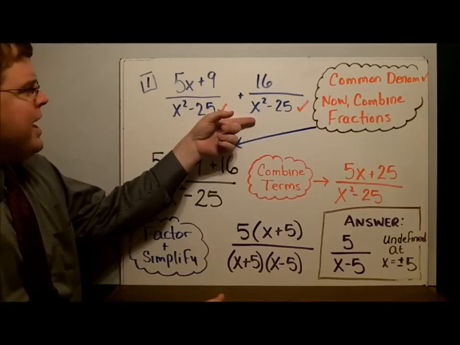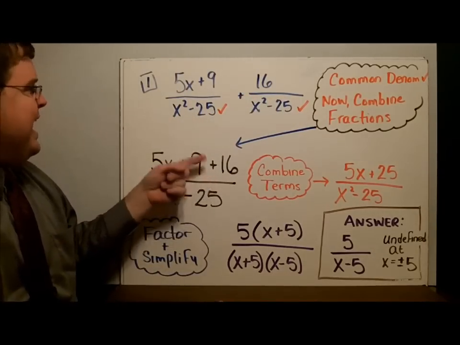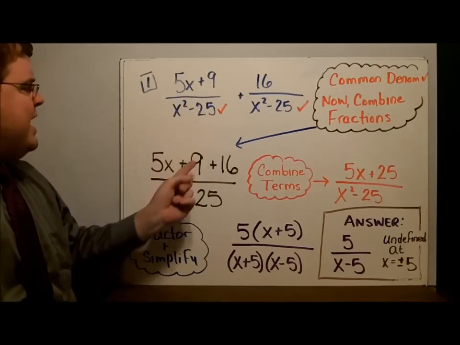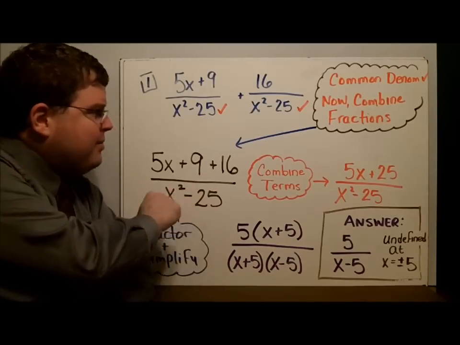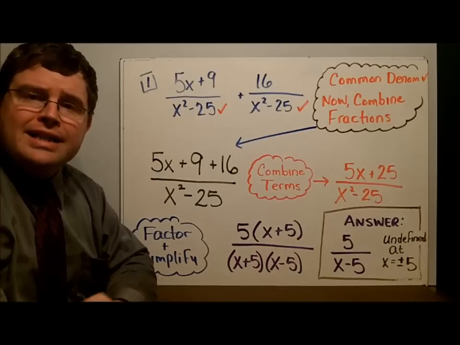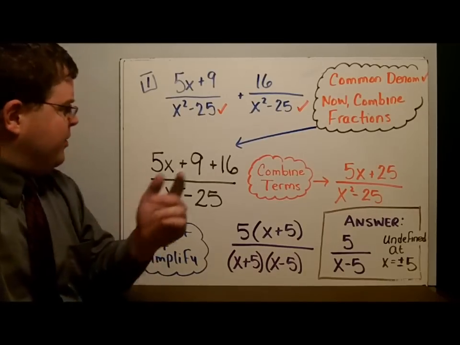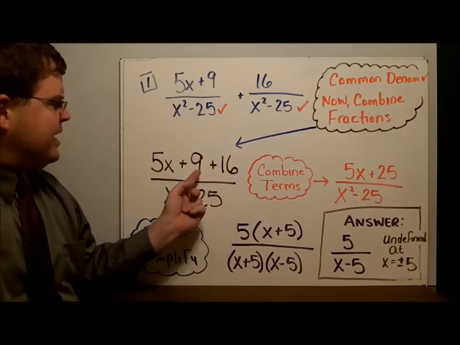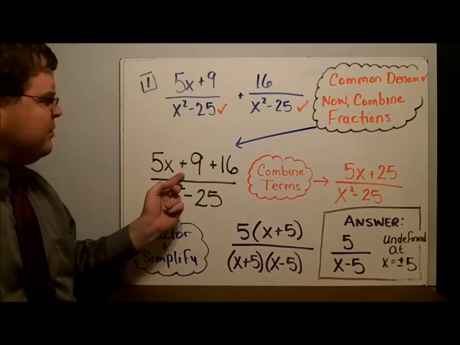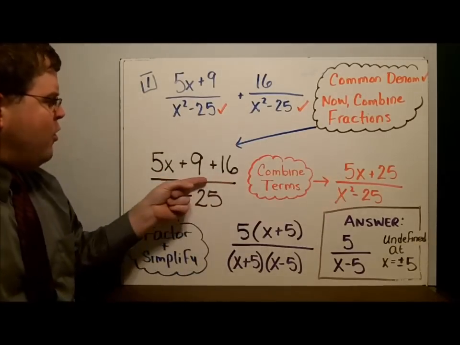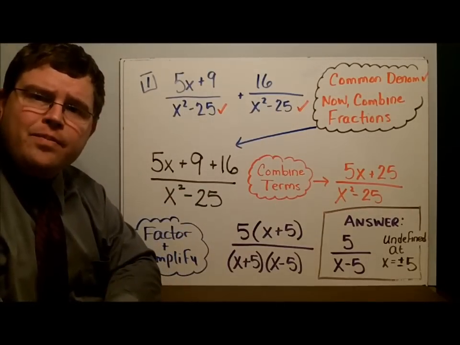Once we have a common denominator, we simply take everything that's on the top and we write it down. 5x plus 9 plus 16. And then we write the common denominator right on the bottom that we already had. That's the x squared minus 25. Now we have a little cleanup work to do. We can combine like terms. 9 plus 16 is 25. So we have 5x plus 25 over that same common denominator, x squared minus 25.